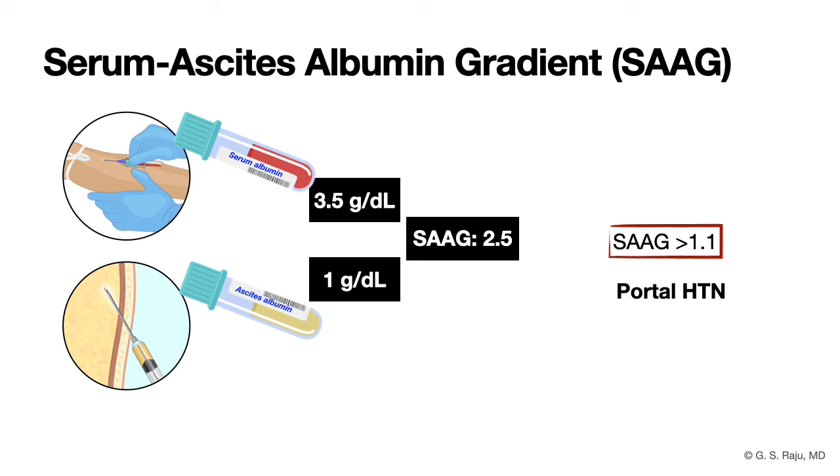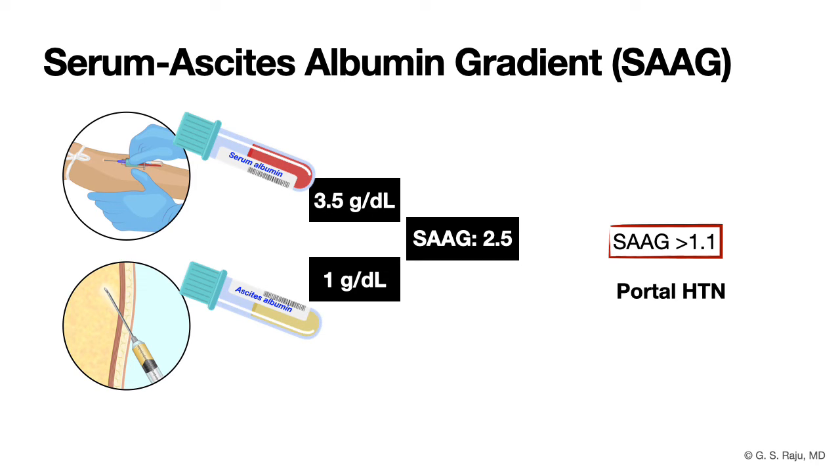If it is less than 1.1, you know it's peritoneal disease. You look for cancer. You may send the fluid for cytology. If you think there's a suspicion of tuberculosis, you can send it for AFB and ADA levels.